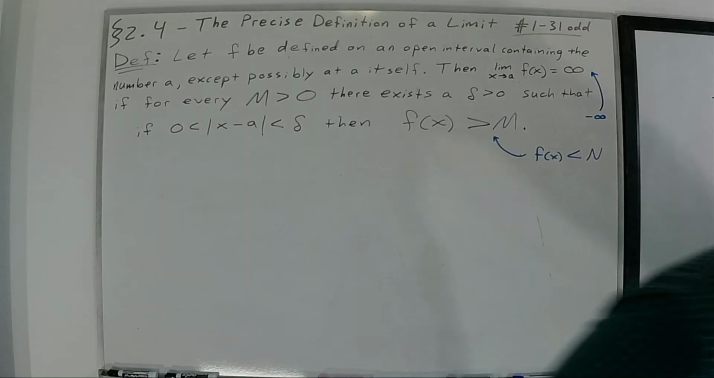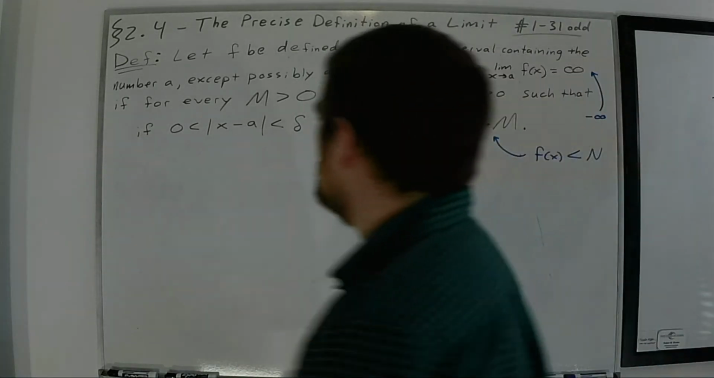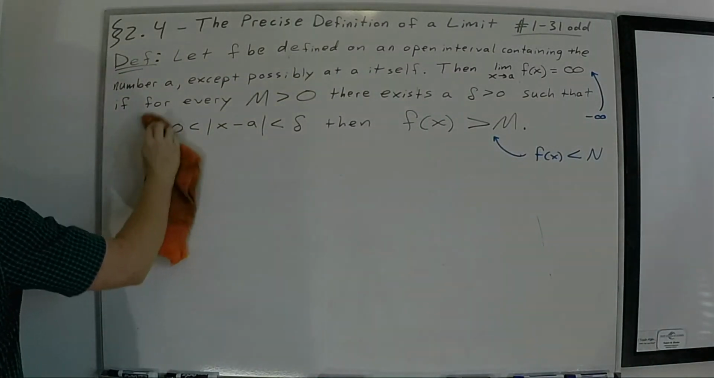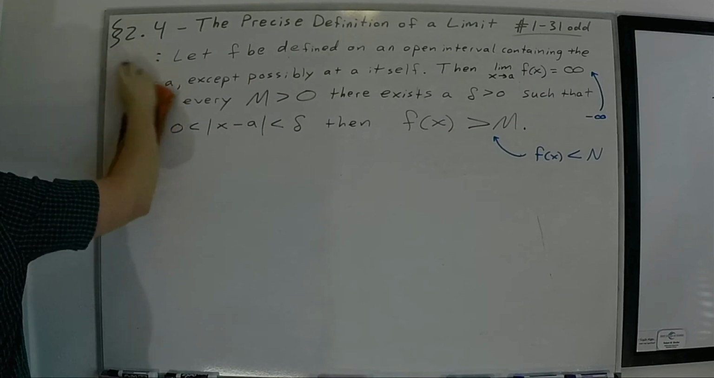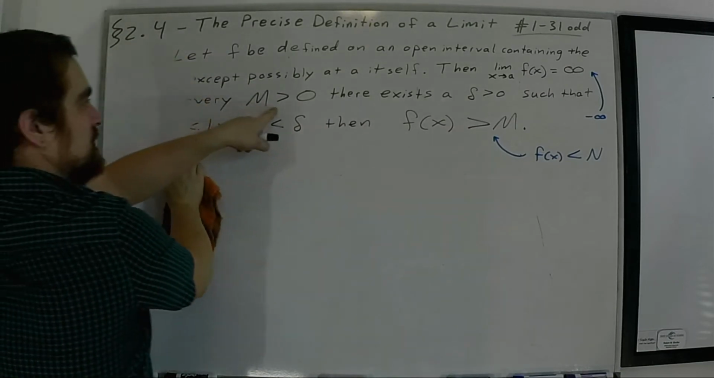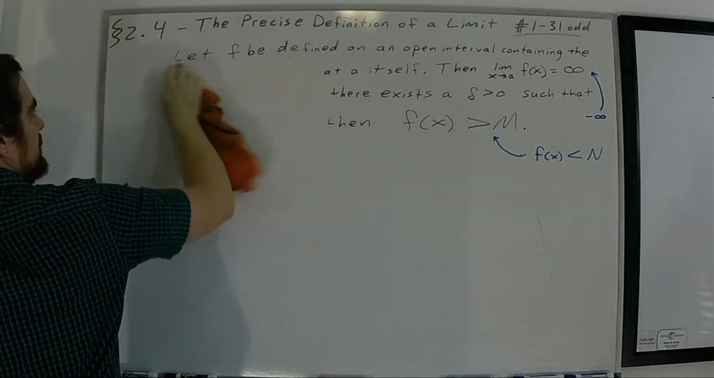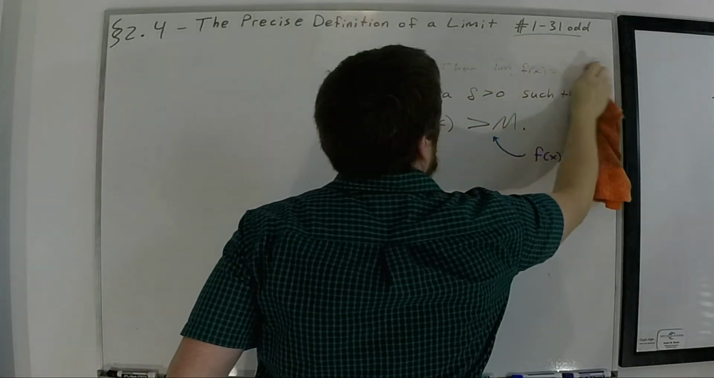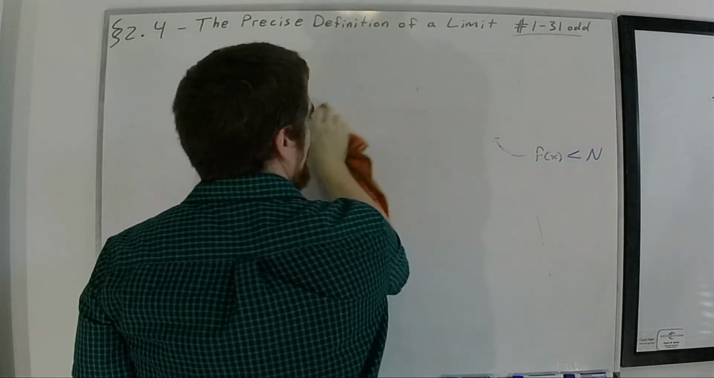Let me find my eraser here. So again, we use epsilon for a small quantity. That's why they just basically changed this to some letter to represent a very large quantity.